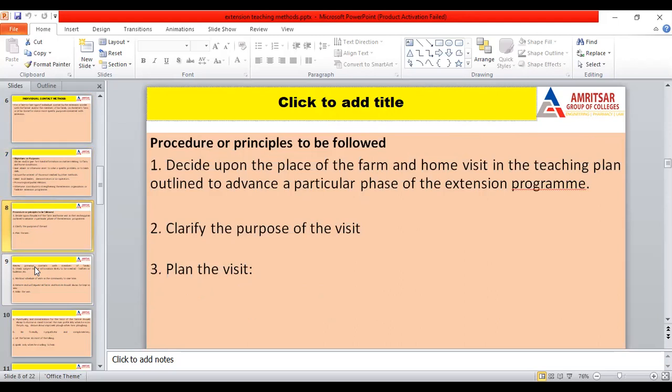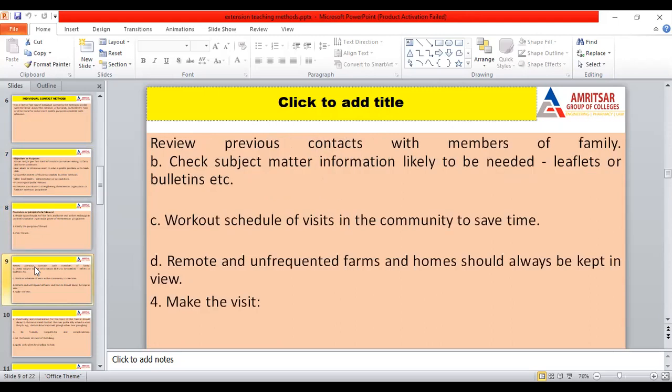First of all, the extension worker decides the location, meaning which farm they have to visit, and they prefer a farm which they have never visited. Secondly, they clarify the purpose of the visit. And next, they plan the visit so that they can avoid wasting the time of the farmer as well as the extension worker.